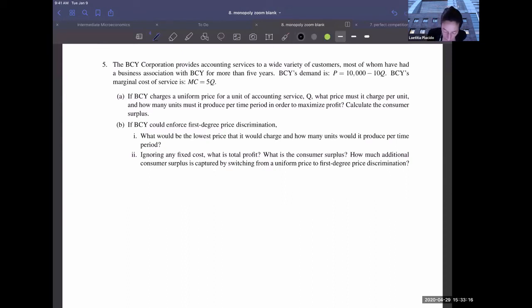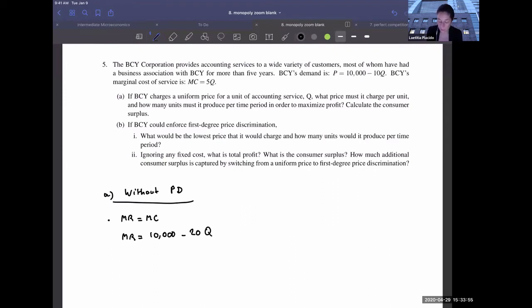Okay, so let's do that. So here we are talking about a monopolist without price discrimination. Okay, so we know how to solve this kind of problem. You're going to set marginal revenue equal to marginal cost. Okay, what is marginal revenue? Well, you're given the demand curve here. And remember, when you're given the demand curve and you must find the marginal revenue, you keep the intercept of that demand curve and you double the slope. Okay, so the marginal revenue is given by this equation.